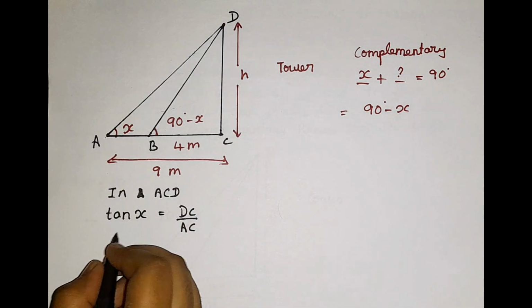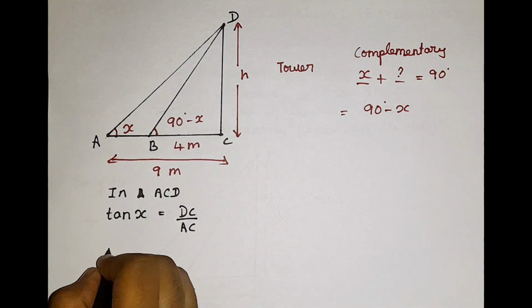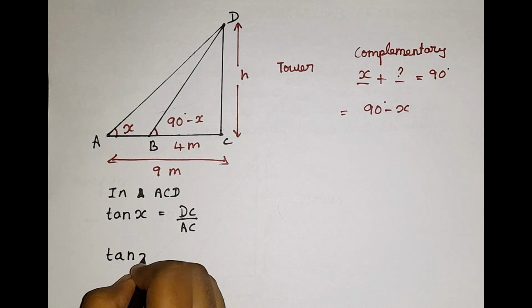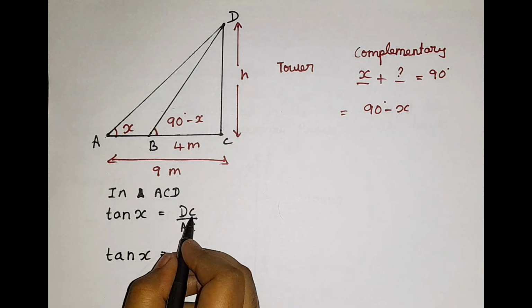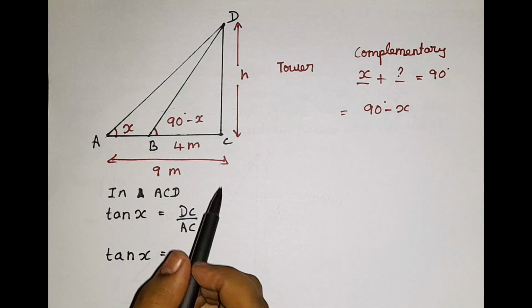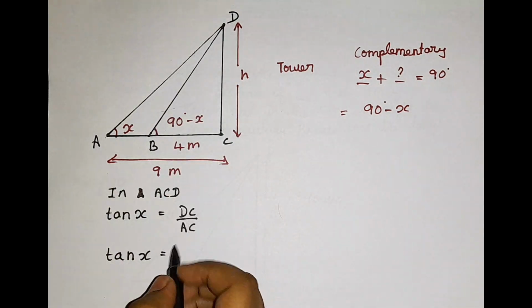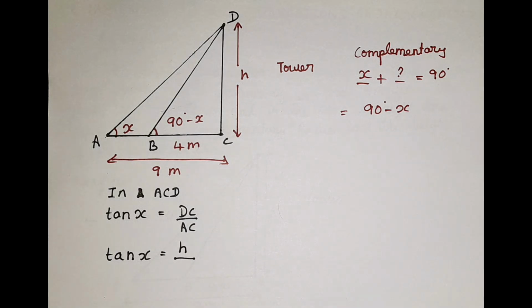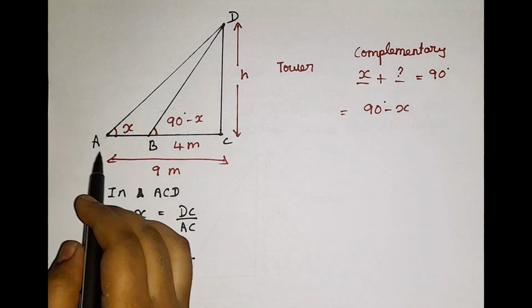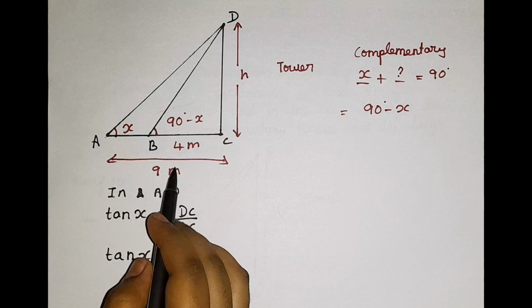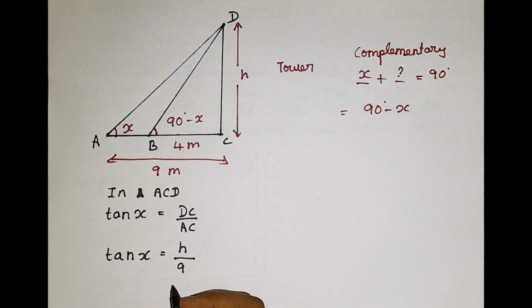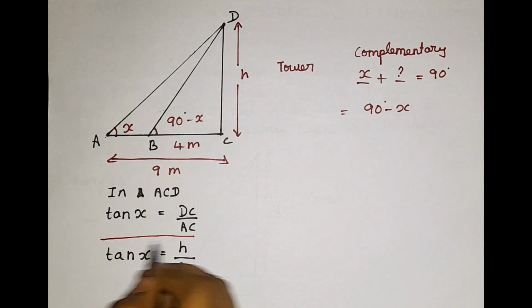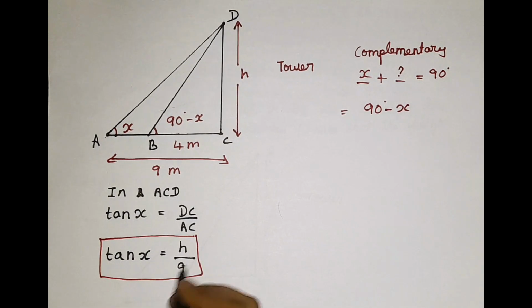Perfect. So tan x, we don't know the value, so we can write it as equal to DC value, so where is DC here? DC value is h divided by AC value. I just told you the AC value is 9 meter, so 9. Okay, so now let us take it as equation number 1.